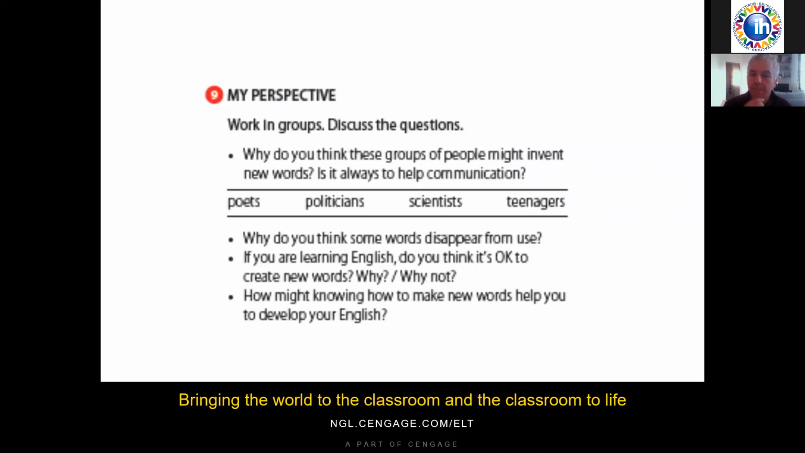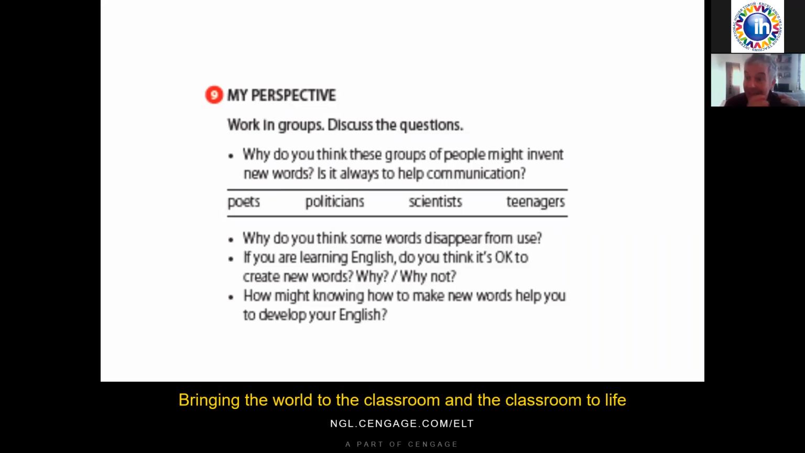There's a text then about a TED talk, which is about creating new words. This is where the students will also see a kind of rules around creativity, if you like. But again, we're asking them to then challenge what's in the text, thinking about from different perspectives. If you're a poet or a politician, scientist, or teenager, what are the reasons that we create new words? Are they all good reasons?